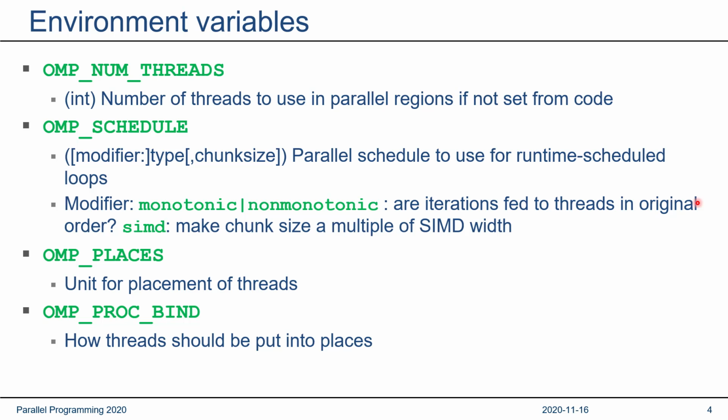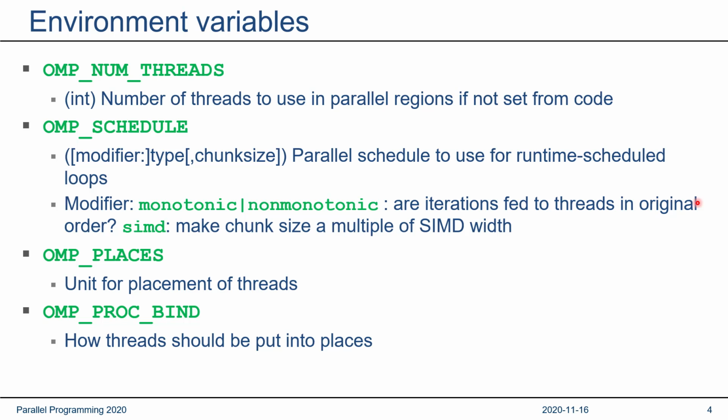The schedule that you provide for OMP_SCHEDULE also takes a modifier. I didn't mention that when we covered the scheduling types, so I'm doing it here. The modifier can be monotonic or non-monotonic. This determines whether iterations are fed to threads in the original order. So usually we're doing this with loops, and if you specify monotonic, it means that every thread gets, of course, a subspace of the full iteration space, and that iterations are fed to the thread in ascending order, or monotonic order for that matter. So if the loop is backwards, they are fed backwards.